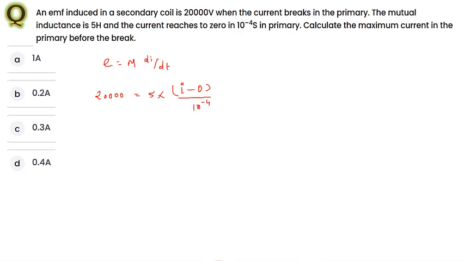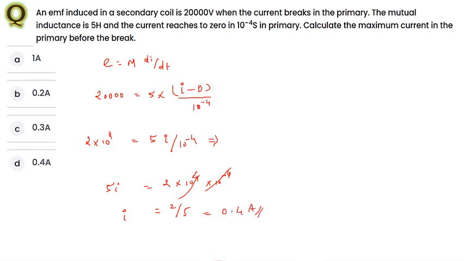From this, what we are going to find out is I. 2 into 10 power 4 is equal to 5I divided by 10 power minus 4. So 5I is equal to 2 into 10 power 4 into 10 power minus 4. These two will be cancelled, so I is equal to 2 divided by 5, that is 0.4 ampere. So that is the answer in this case.